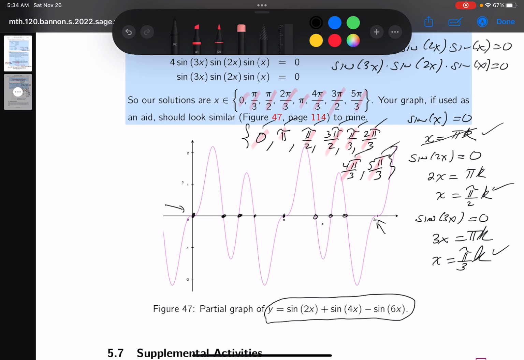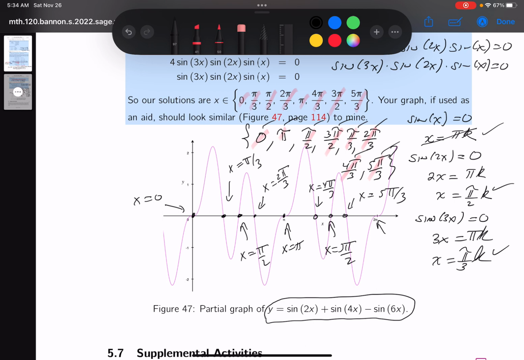What's the first one going to be? That's where x is equal to 0. What's this one over here going to be? X equals pi over 3. What's this one going to be over here? X equals pi over 2. What's this one over here? X equals 2 pi over 3. What's this one over here? X equals pi. What's this one over here? X equals 4 pi over 3. What's this solution over here? X equals 3 pi over 2. What's this one over here? X equals 5 pi over 3.